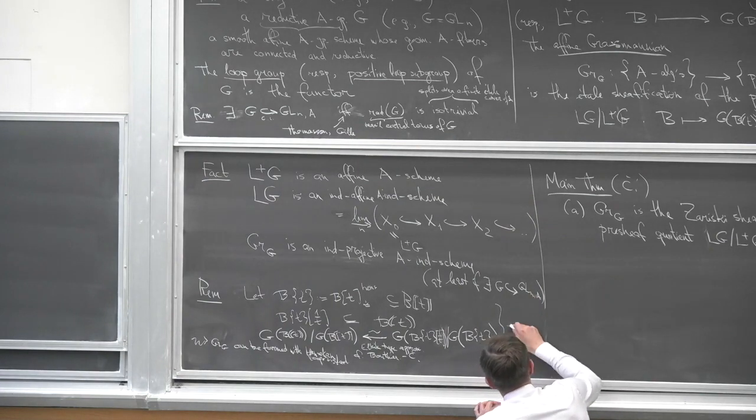So okay, maybe let me just say here the upshot of all of this is that the affine Grassmannian Gr_G commutes with filtered direct limits.